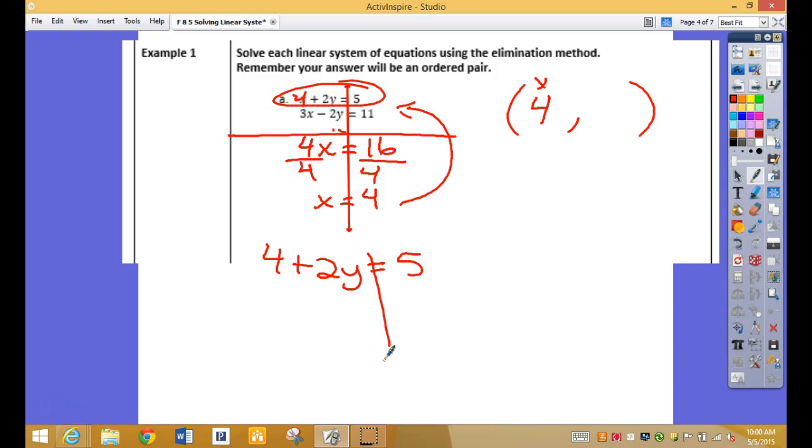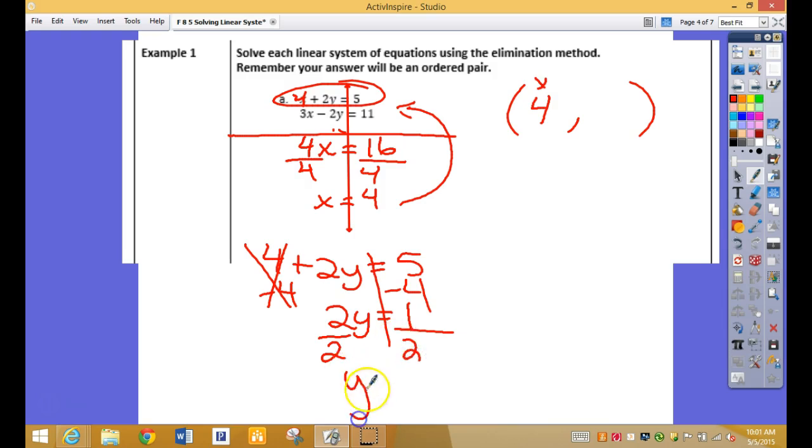What do I do first to solve that equation? Yep, minus 4 from both sides. Now I have 2y equals what? Positive 5 and a negative 4 is 1. Now I divide both sides by 2. What does y equal? 1/2. And you are done. So your ordered pair where that system intersects is at 4 and 1/2.